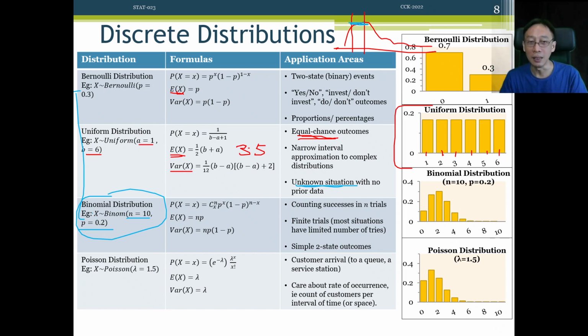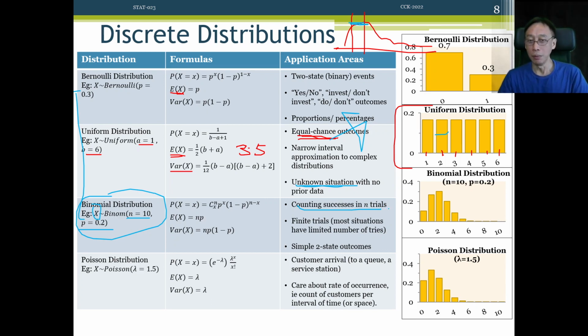And X here must be, it cannot be anything else. X has to be the total count of successes in the n coins. Let me say again, X, the random variable, must be defined as counting the successes, the number of successes. X must be defined as the number of successes in the n trials, n throws. Then X will follow binomial with n equals to 10, p equals to 0.2.